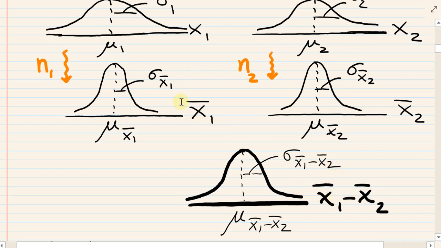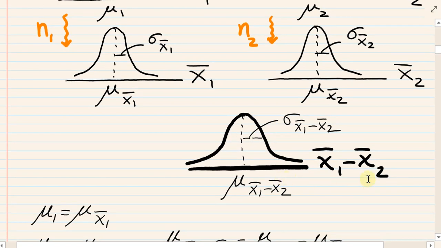Now, it turns out that because the sampling distribution, or probability distribution, of x bar 1 is normal, and the probability distribution of x bar 2 is also normal, any linear combination of x bar 1 and x bar 2 would also be normally distributed. Okay, so the difference between the sample means is going to be normal. The center is going to be mu of this random variable, and that's the deviation of this random variable.